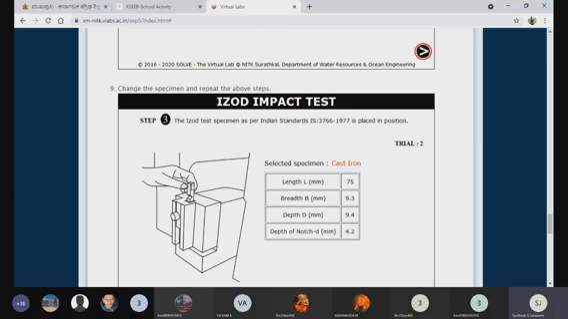This sample has a thickness of about 10 mm, and all the sides are 10 mm. Now find out the area of this sample. How much is it? 10 into 10, sir, 100. 10 into 10, 100.